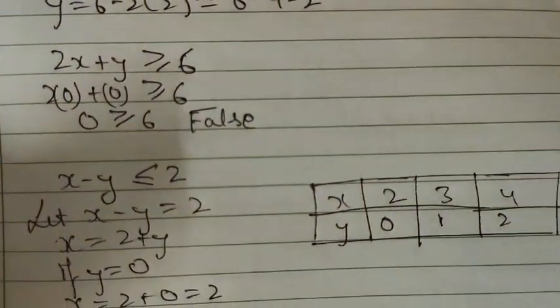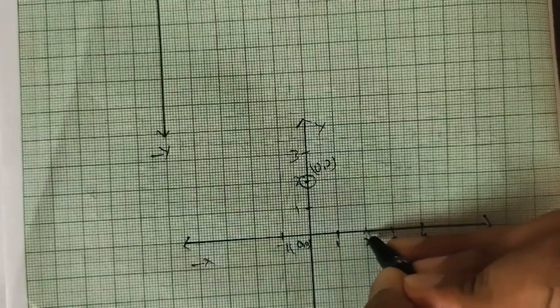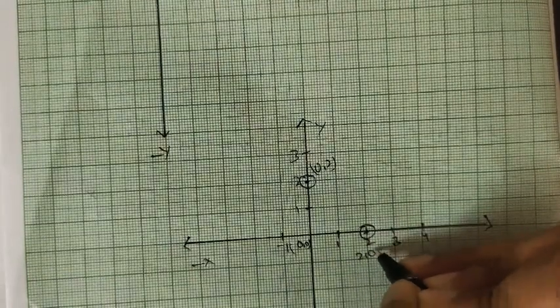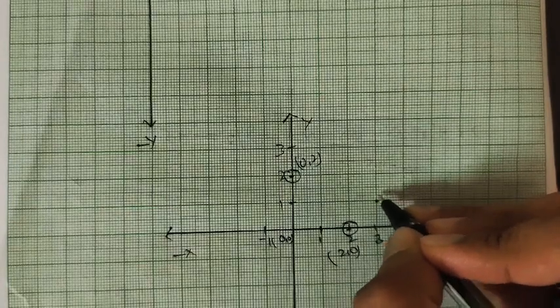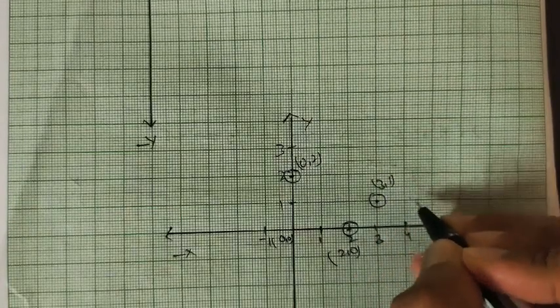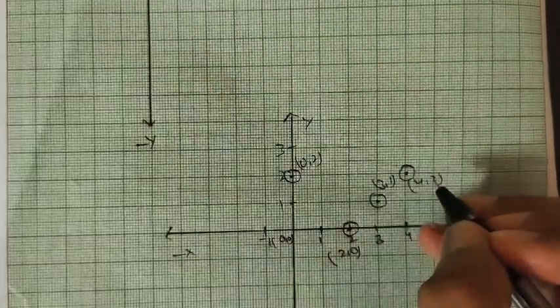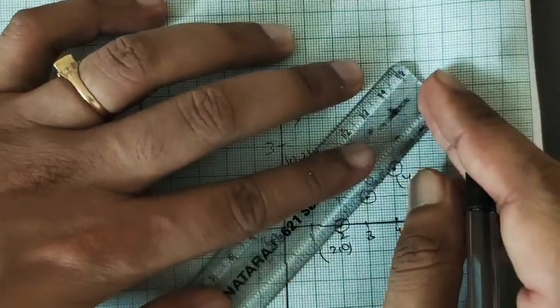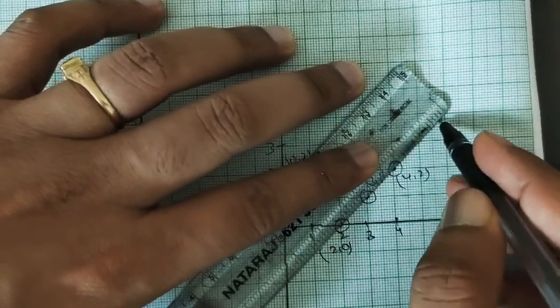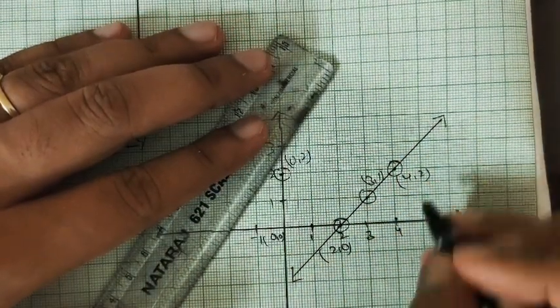Sorry, the points are 2, 0, 3, 1 and 4, 2. Now draw a line in this way, joining the 3 points in this manner, right? Write the equation.